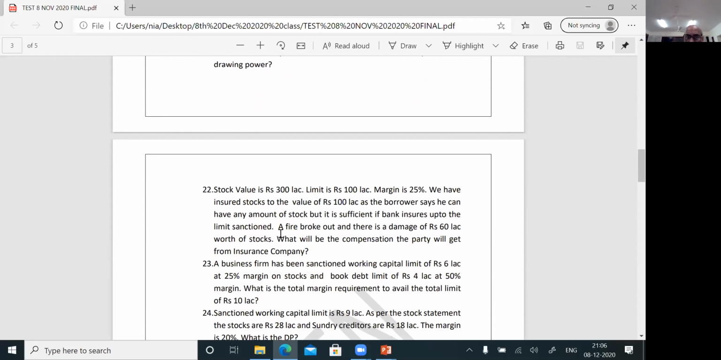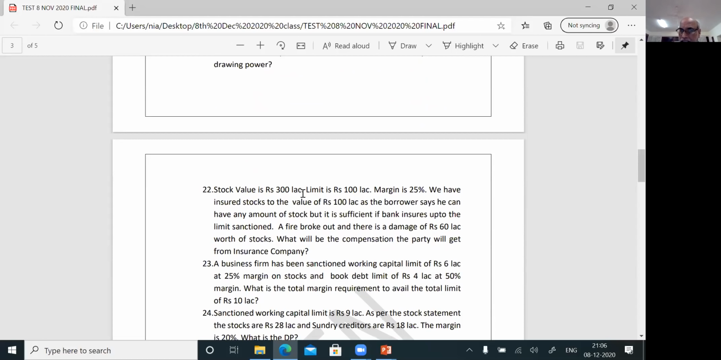You can go through it. See, question number 22 is a little important question. The concept of average clause in insurance is applicable in question number 22. So I will give it, and with that we'll wind up today. So you can go for the exam.